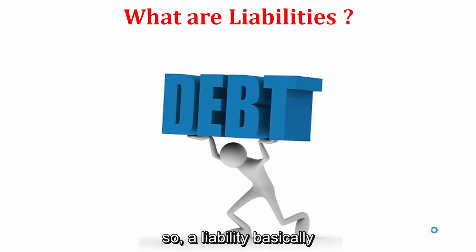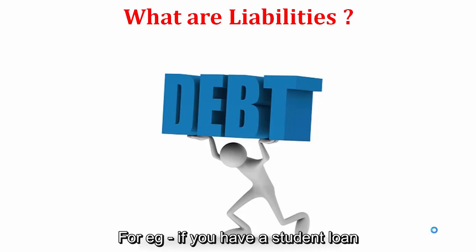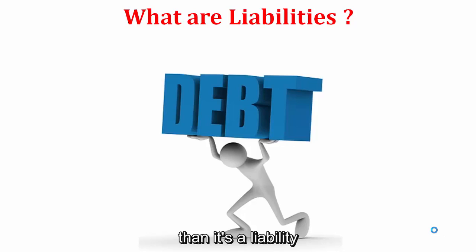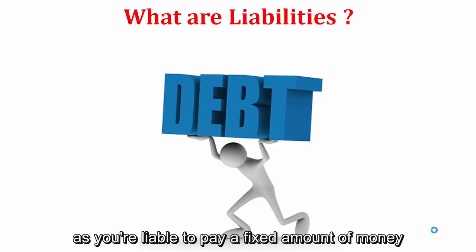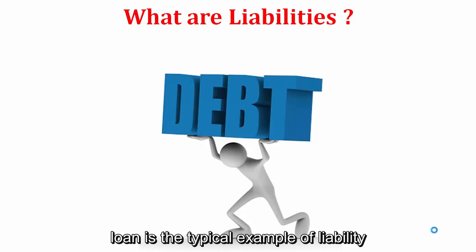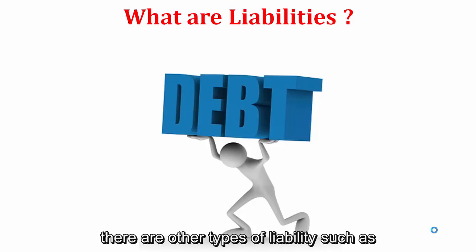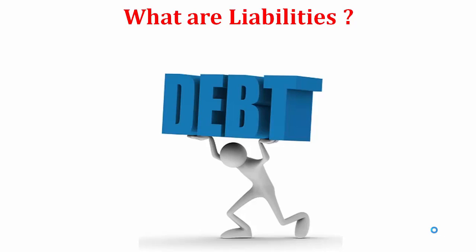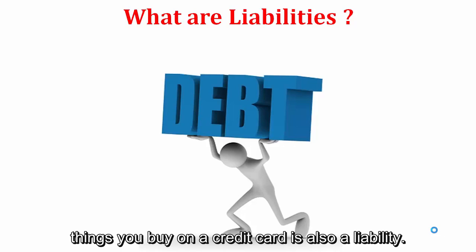So a liability basically is, as the name suggests, you are liable for something to someone. For example, if you have a student loan, then it's a liability, as you are liable to pay a fixed amount of money to someone, in this case a bank. Loan is the typical example of liability. There are other types of liability, such as buying some product like an iPhone on credit. Things you buy on a credit card are also liabilities.